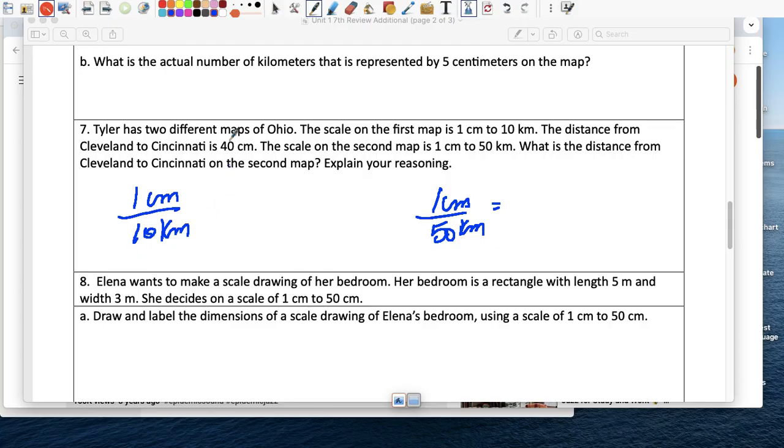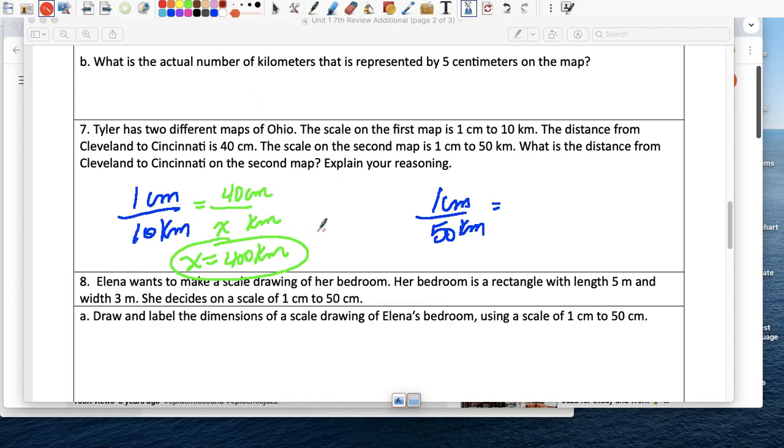Alright, so using the first scale, let's see if we can solve this. 40 centimeters would be how much in real life? So put an X, cross multiply. 1 times X is X. 10 times 40 is 400 kilometers. So in real life, the distance from Cleveland to Cincinnati is 400 kilometers, which is about right.